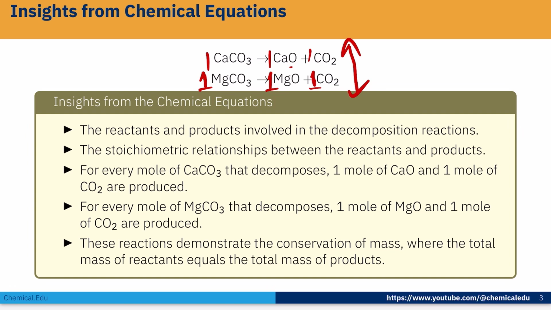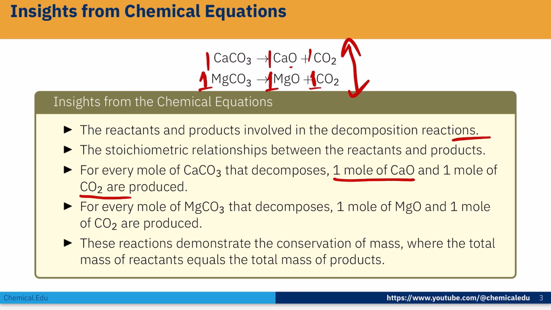Now insight from the chemical equations. So here are the insights. The first one is the reactants and products involved in the decomposition reactions. The second one is the stoichiometric relationship between the reactants and products. The third insight, for every mole of calcium carbonate that decomposes, that will produce 1 mole of calcium oxide and 1 mole of carbon dioxide.